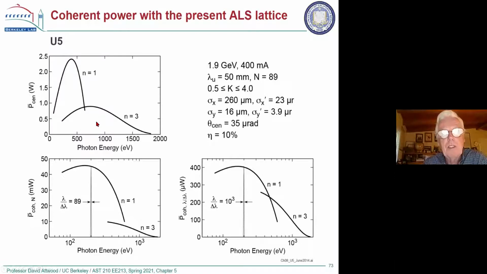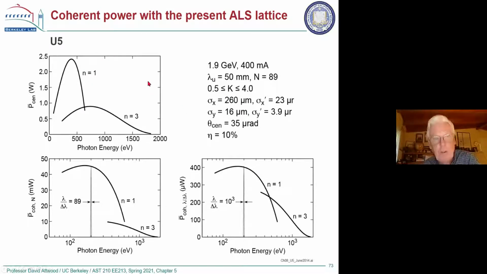So power in the central radiation cone is not going to change much, except that you might change the undulator parameters and the beam energy. So there will be a little bit of change because of that. But the big change is going to be because of these sigma values. Oh yeah, so here are the sigma values for the ALS, 260 microns horizontally and 16 microns vertically. So they're going to change these both. They're hoping to reduce both of them to 10 microns. So there's a gain of 26 here and 1.6 here.